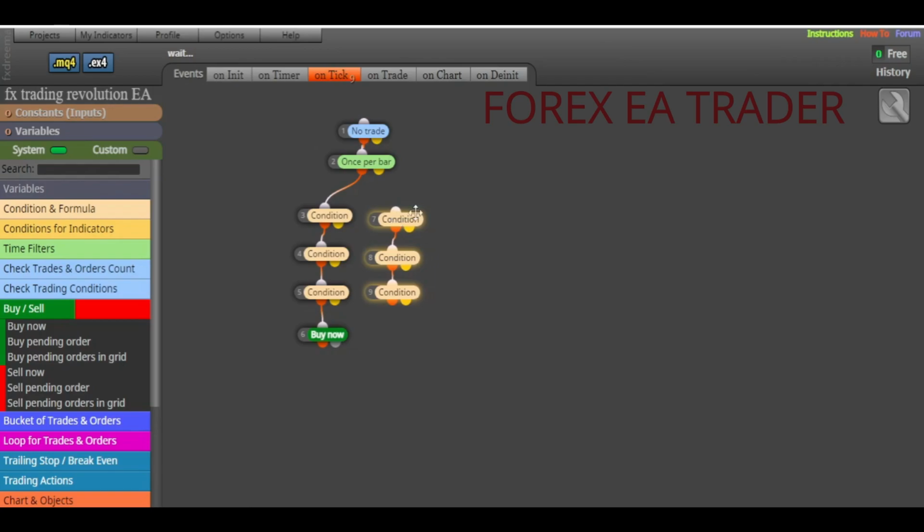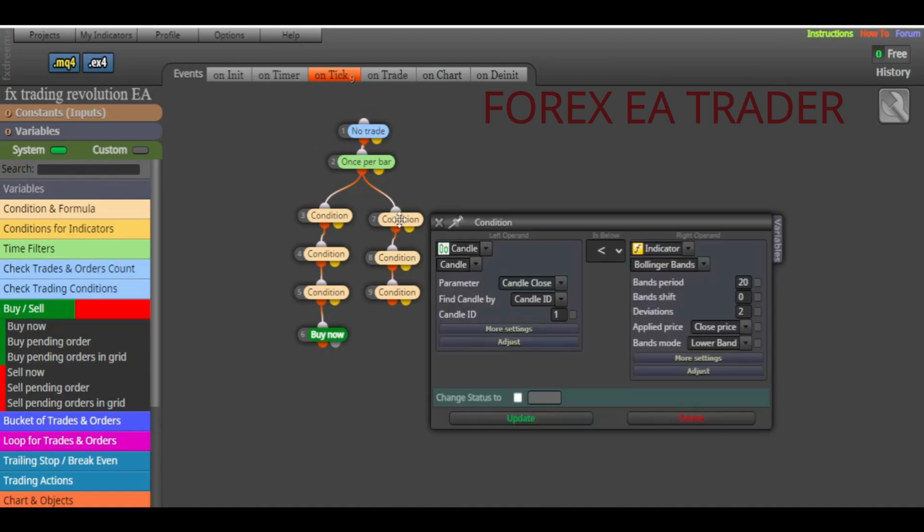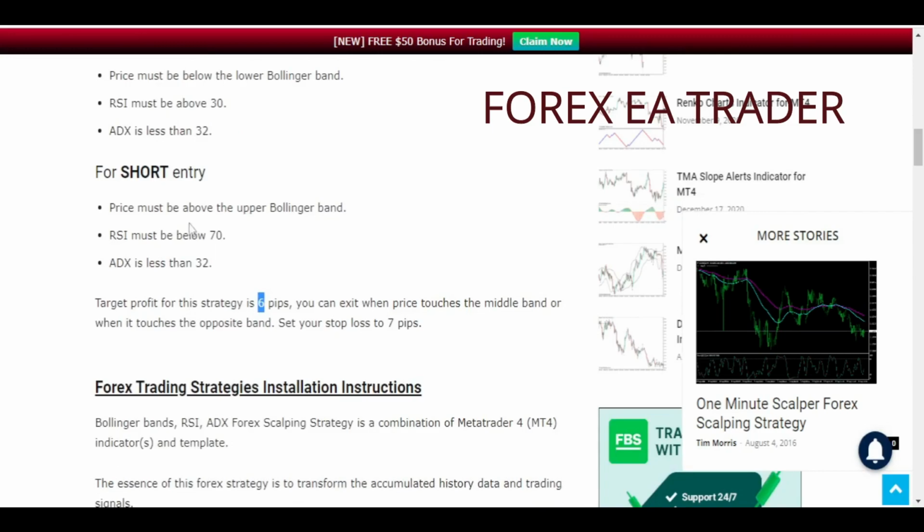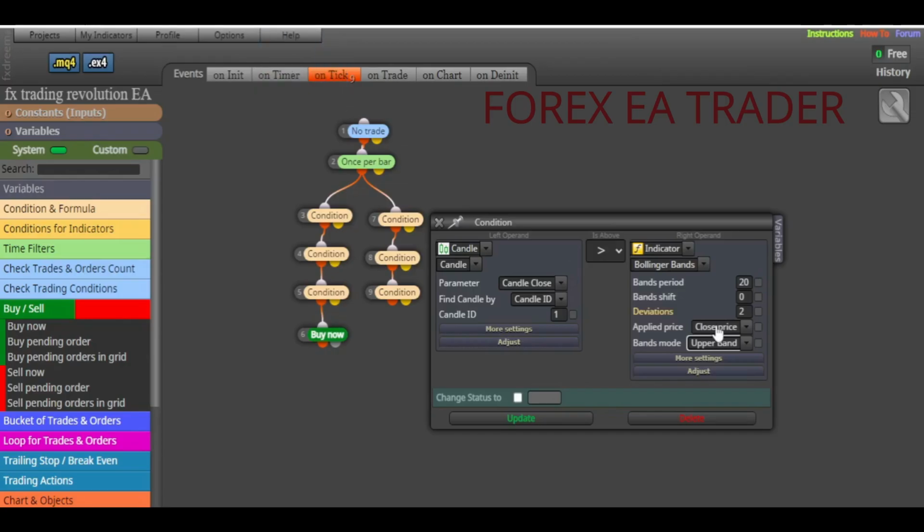So for our sell condition, we're just going to connect it like that, and we already have 9 blocks. So we are just going to go in there and do the opposite. So for the sells, our price needs to be above the upper band. This is what they said: price must be above the upper Bollinger Band.